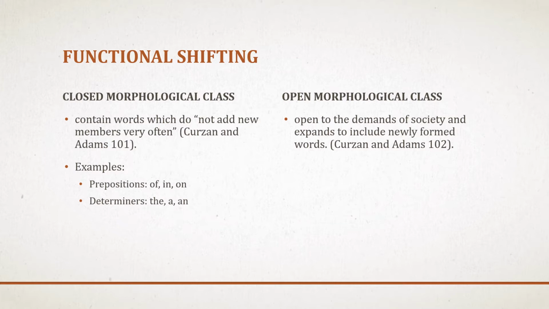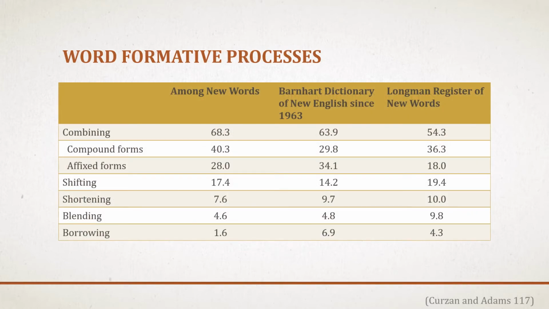Now the open morphological class is more open to the demands of society, and it's going to expand to include newly formed words. And generally this is the area where we see the most changes. Functional shifting is one way in which words are formed and added to open morphological classes.